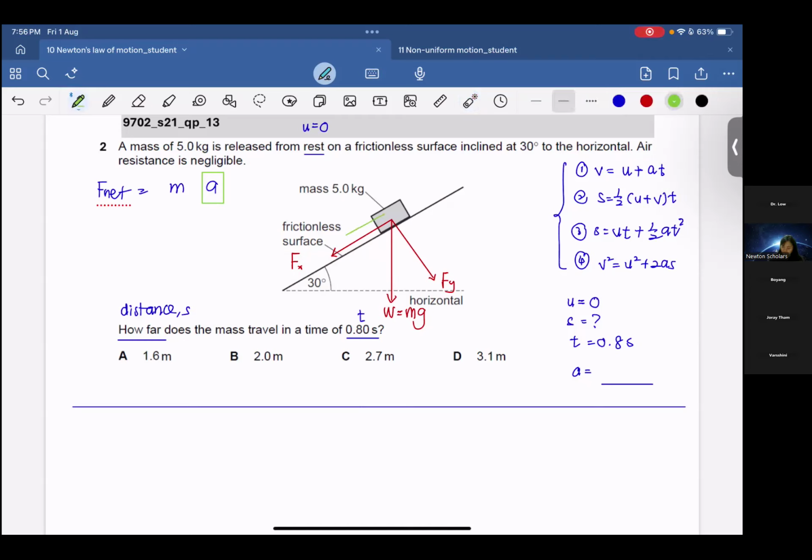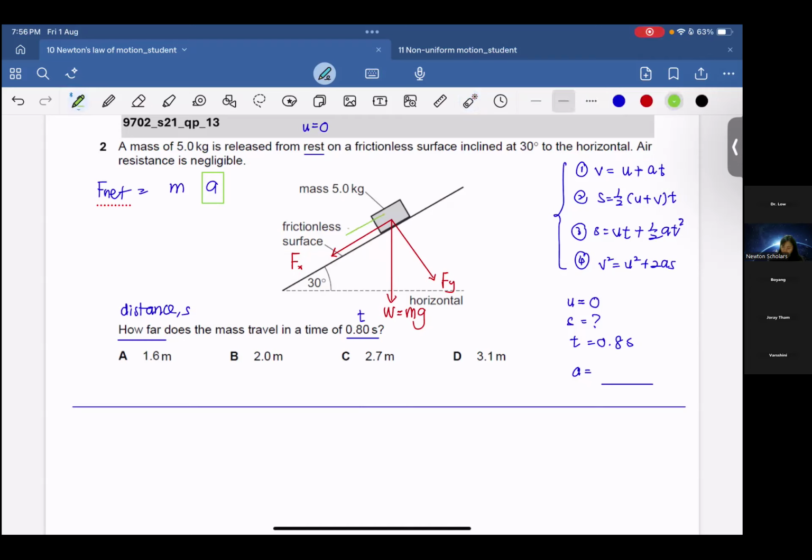I know that this object is moving down like this, moving along the inclined plane at here. So this is the acceleration. So what force I need to find out is this one, Fx. So I need to find this Fx. With this, after that, I can calculate the acceleration.